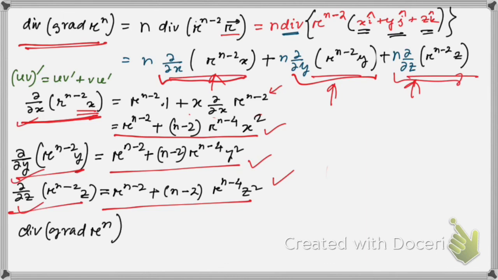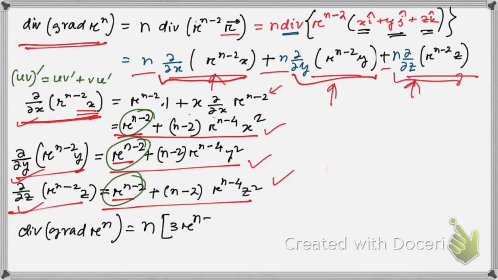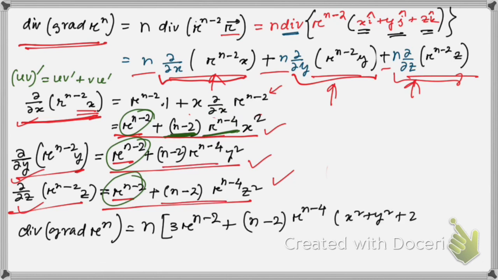Then here you can see this n taken common, then we have r to the power n minus 2, n minus 2 r to the power n minus 2, that's going to be 3 r to the power n minus 2. Then here n minus 2 r to the power n minus 4, you can take this part common from these three terms, and doing so, we're going to have n minus 2 r to the power n minus 4 into x square plus y square plus z square. So you're going to get this.